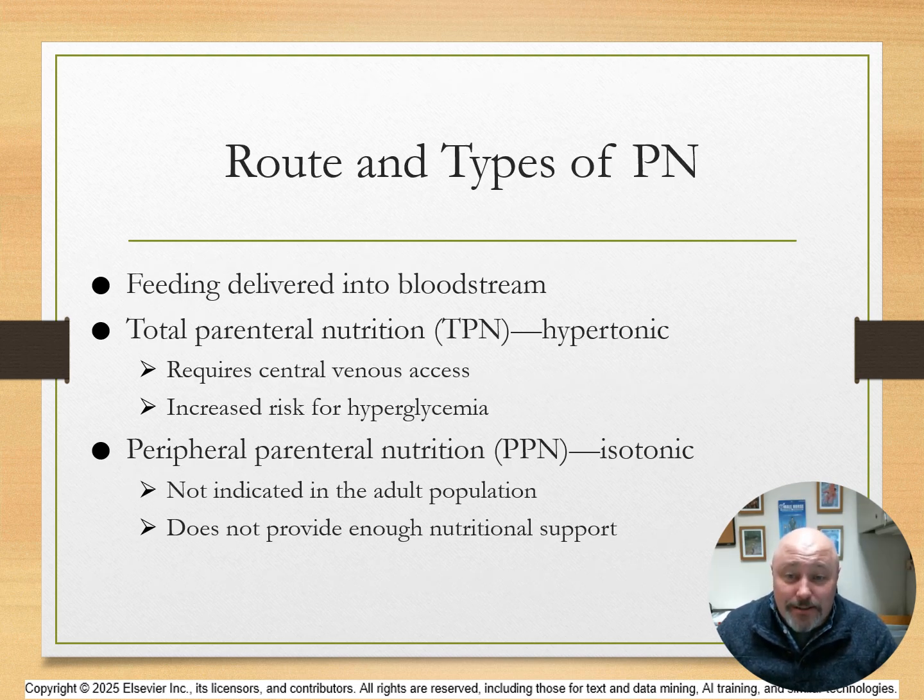There are different routes and types of parenteral nutrition. With the feeding delivered directly into the bloodstream, there's total parenteral nutrition, which is a hypertonic solution and requires a central venous access. It also comes with an increased risk of hyperglycemia, so make sure we've got that patient on careful, regular blood glucose monitoring. There may also be peripheral parenteral nutrition, which is isotonic. While not indicated in the adult population, because it does not provide enough nutritional support, it may be initially prescribed while they get that central line placed.